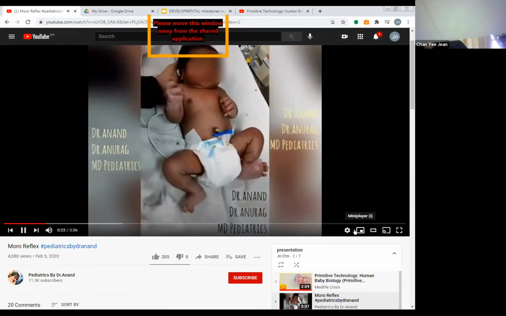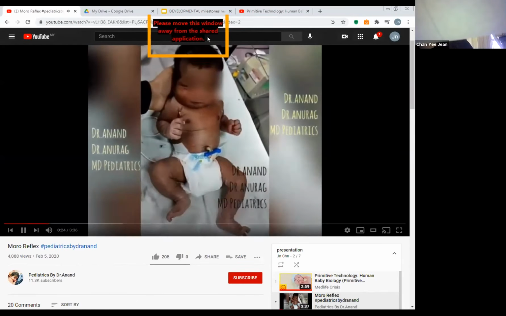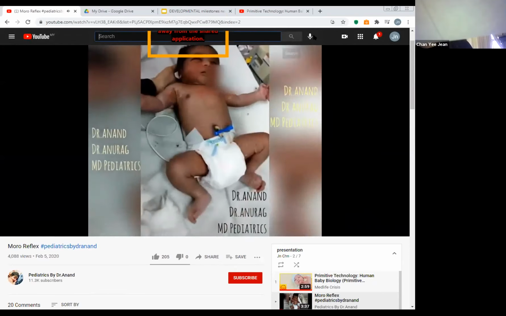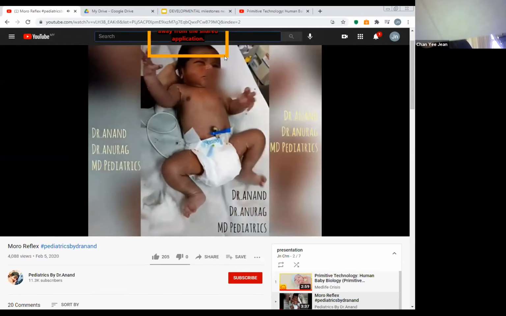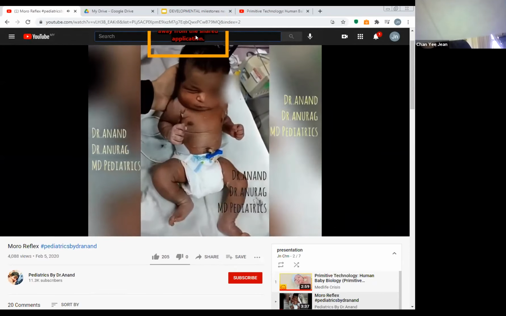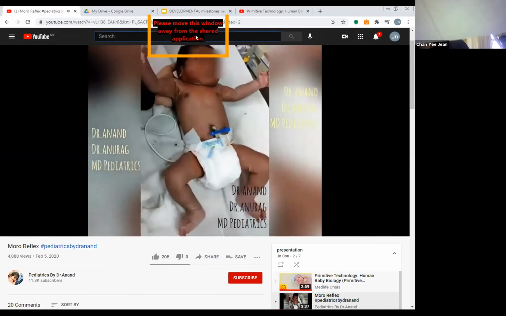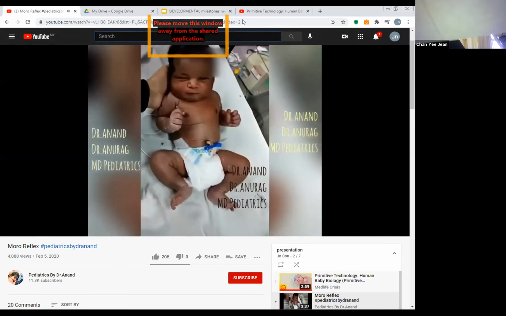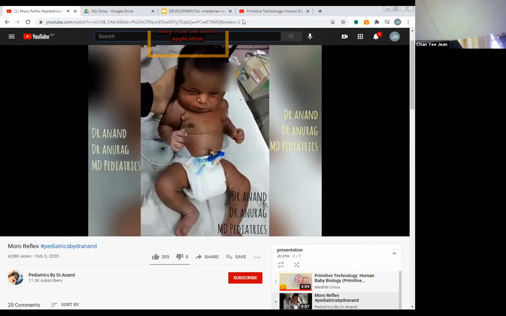Okay, that is the first point. A very important Moro reflex you need to know. This is a very basic question they ask you in NEET PG and in MBBS also, everywhere. So point number one, what are the components of Moro reflex? Number one, when you suspend the head of the baby down, what happens?